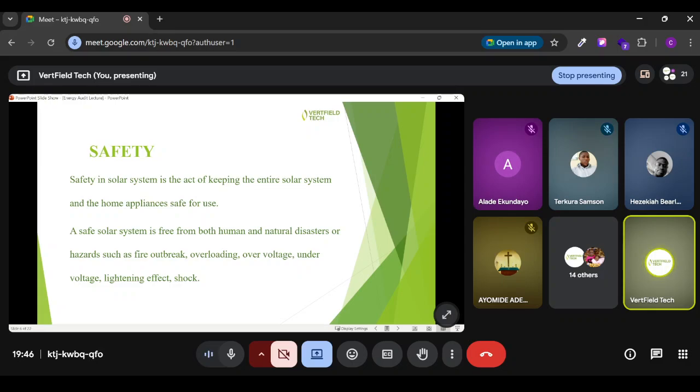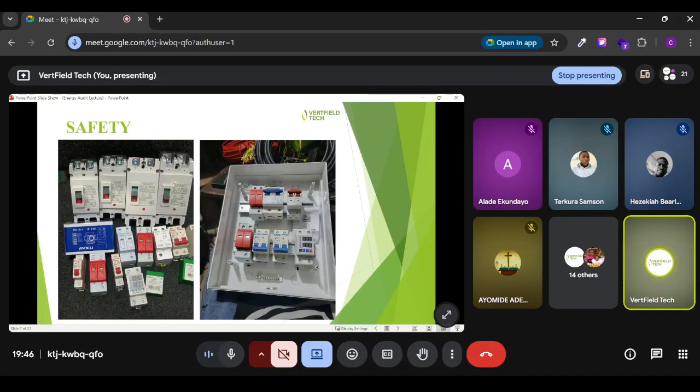And when you talk about safety, we are talking about you using various components such as your breakers, your fuse, your surge, your changeovers, either the manual changeover or the automatic changeover. On my screen here right now, you can see breakers. There are two types of breakers. You have the MCB, and you also have the MCCB. So how well do you know this solar component?